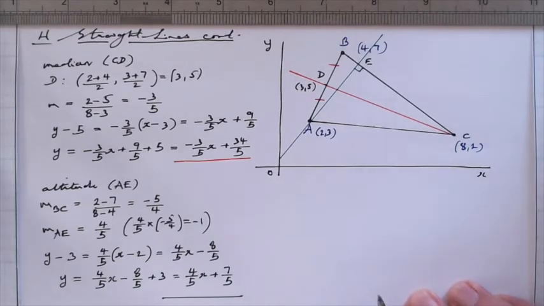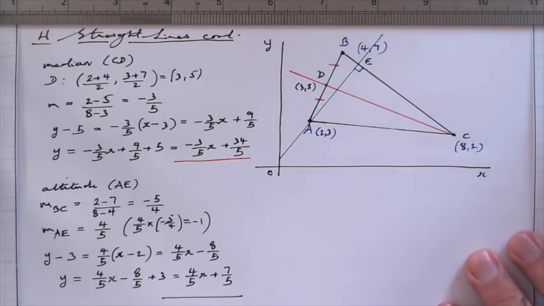And again, you can define 3 altitudes for a triangle, and again, they all meet at 1 point, which is different to the point at which the medians all meet.